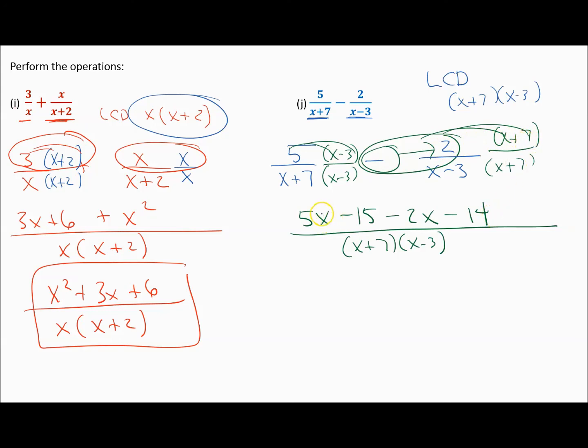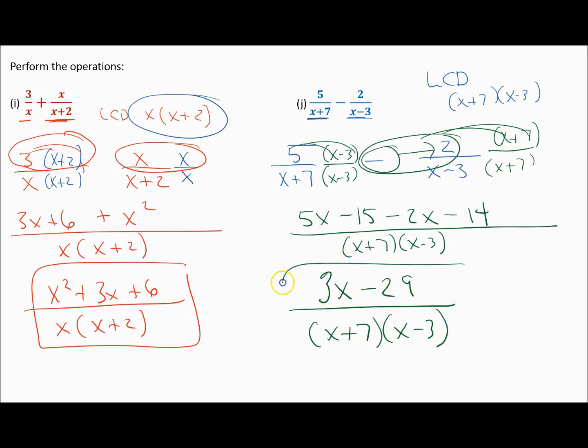Now we add like terms. 5x added to negative 2x is 3x, and negative 15 plus a negative 14 is negative 29, divided by x plus 7 times x minus 3. If we could, we'd factor our greatest common factor out of the numerator. Nothing will factor there, so that problem is completely simplified.